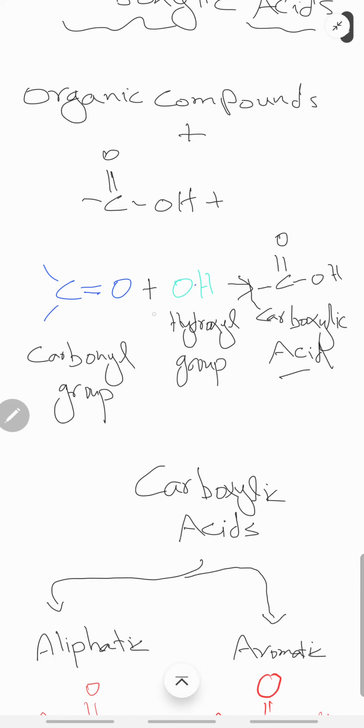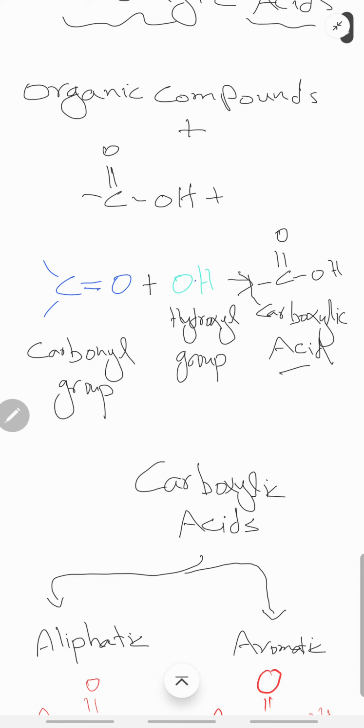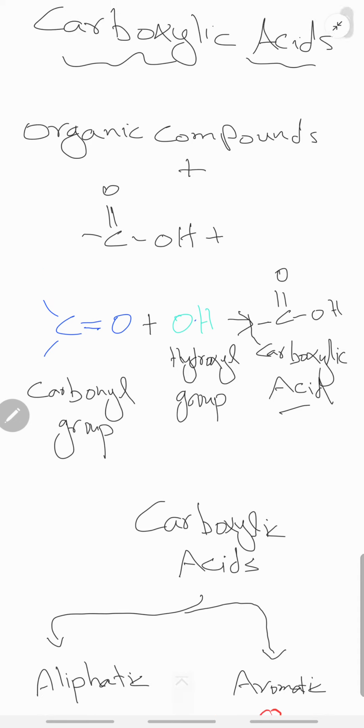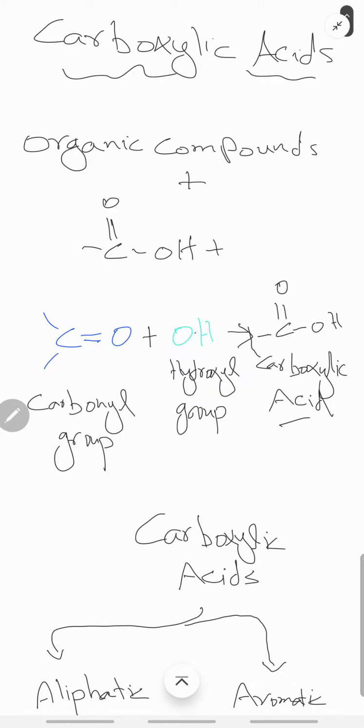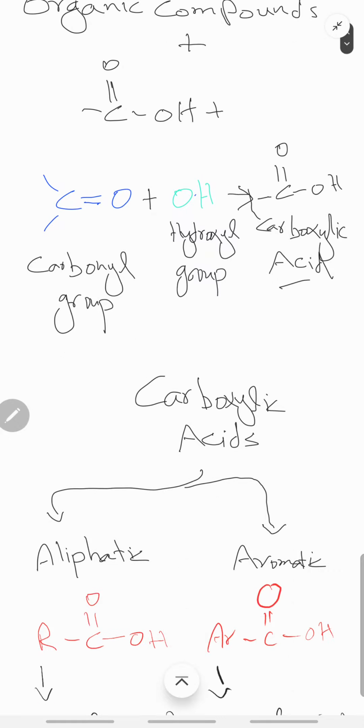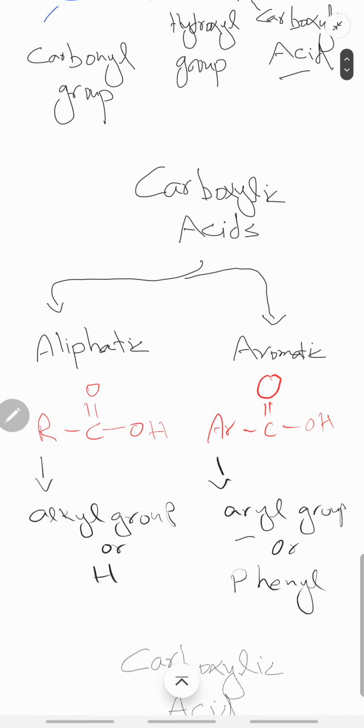a combination of a carbonyl group and a hydroxyl group. The carbonyl group and hydroxyl group collectively give us the carboxylic acid. There are a few types of carboxylic acids. Firstly, we classify them on the basis of aliphatic and aromatic.